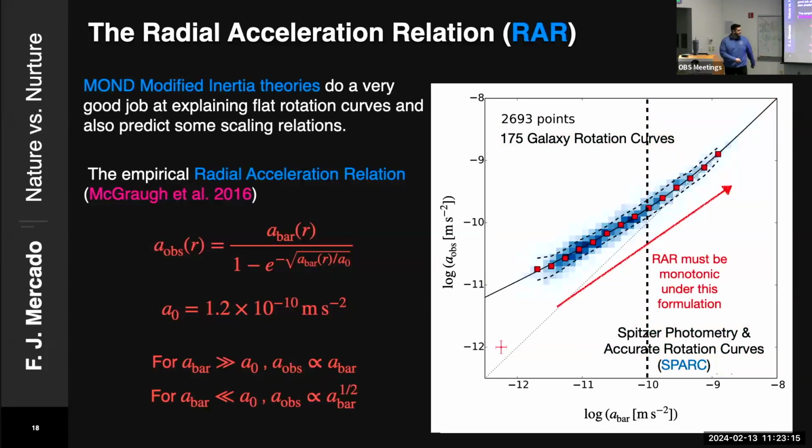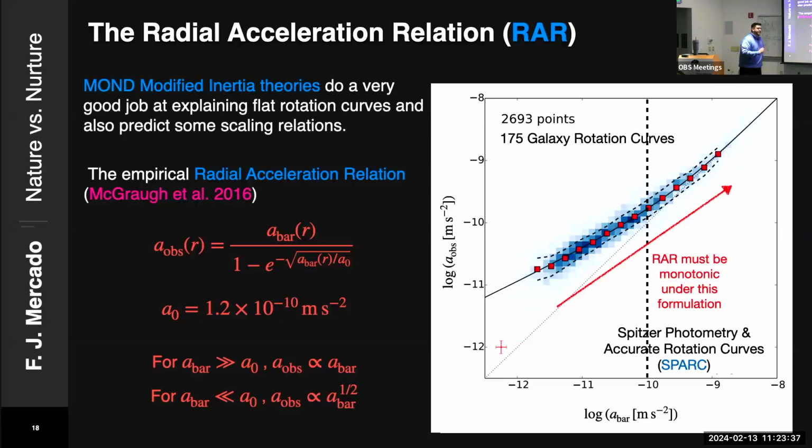Now, I want to stress that under this formulation, the radial acceleration relation must be monotonic, meaning that as the baryonic acceleration increases, so too will the total or the observed acceleration. Now, the fact that all of these galaxies lie on this tight relation that can be described or predicted by MOND really begs the question: how could this relation arise from a lambda CDM universe?